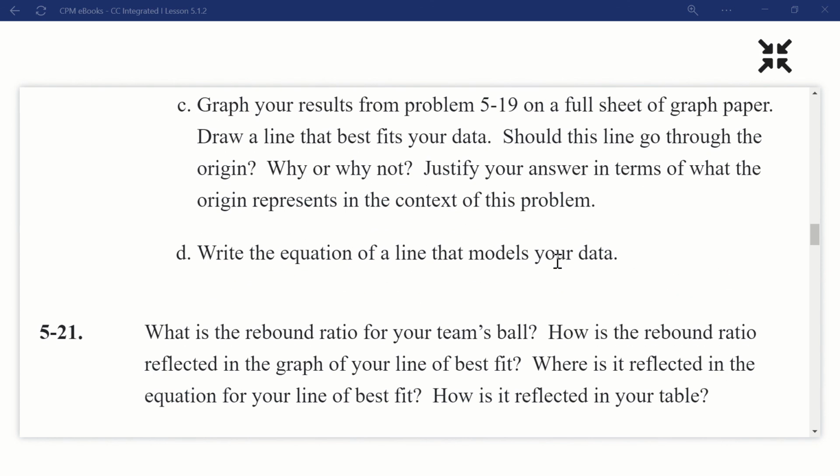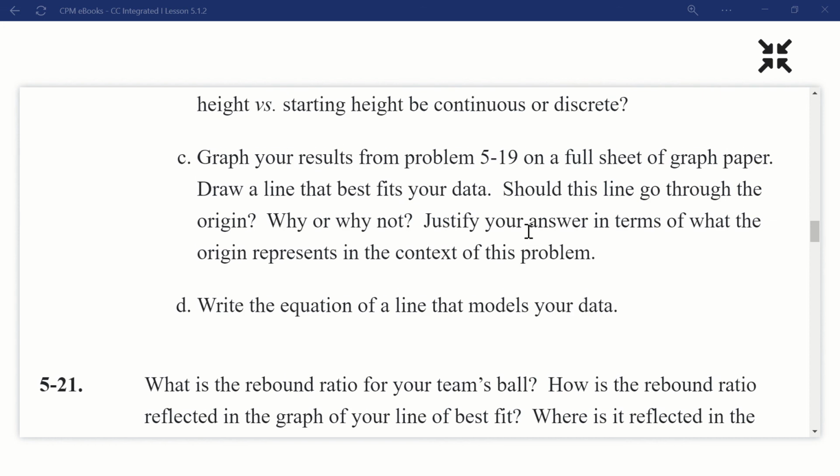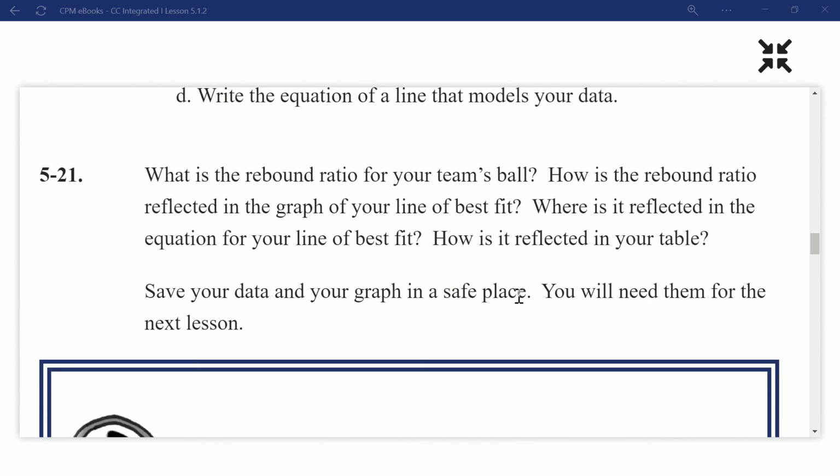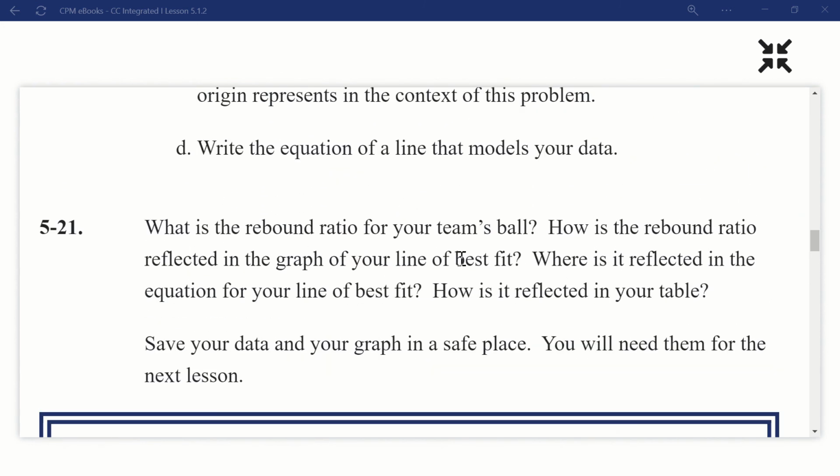Write the equation of the line that models your data. If you look at it and it appears to be linear, you can use regression tools in Desmos to come up with the equation of the line that models your data. And then finally, what is the rebound ratio for your team's ball? So rebound ratio, right? What is it? The rebound ratio is just a division problem: the ball's rebound height divided by the initial height. Where did it rebound to, divided by where did it start from?